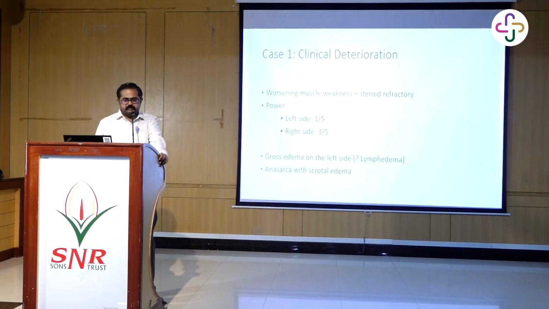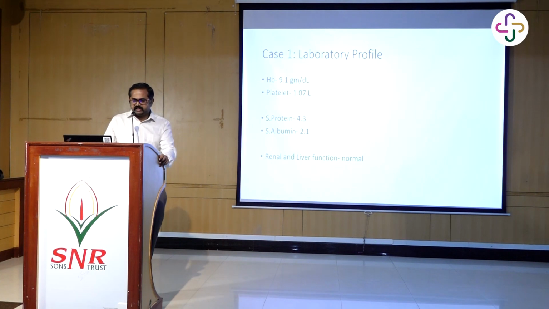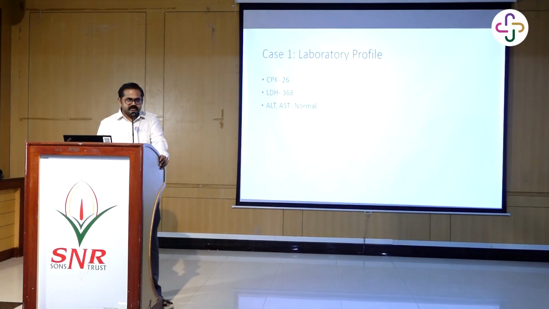At presentation, the power was 1/5 on the left side and 3/5 on the right side. There was gross edema on the left side of the body in upper limb and lower limb, might be a lymphedematous swelling, and anasarca and scrotal edema were also there. The initial laboratory results showed mild to moderate anemia, thrombocytopenia and hypoalbuminemia. Renal and liver functions were normal. We repeated CPK and other muscle enzymes here. Everything was normal. So what is the diagnosis?